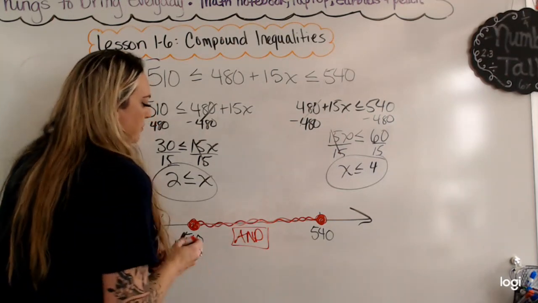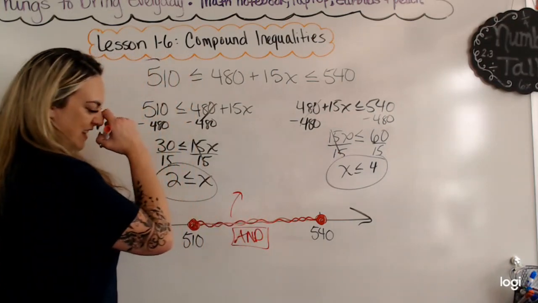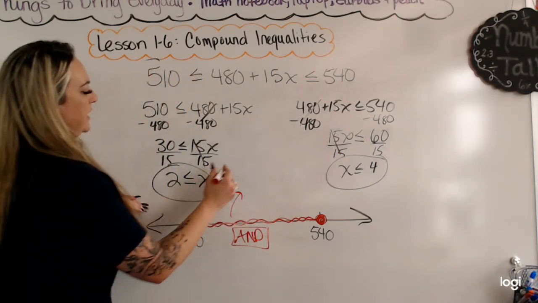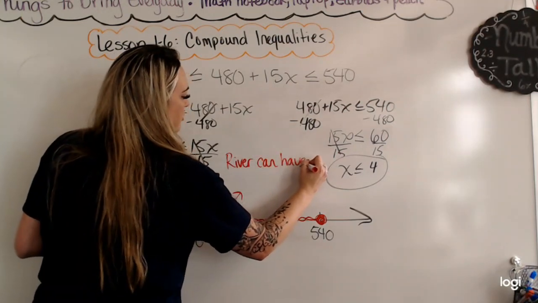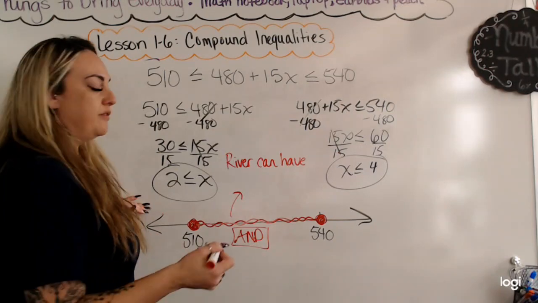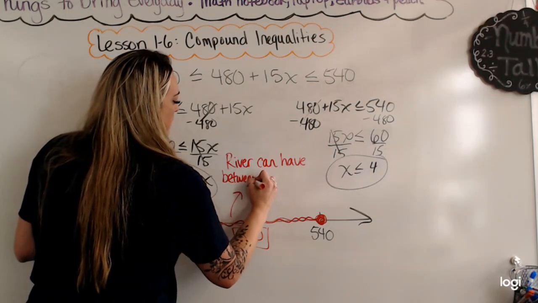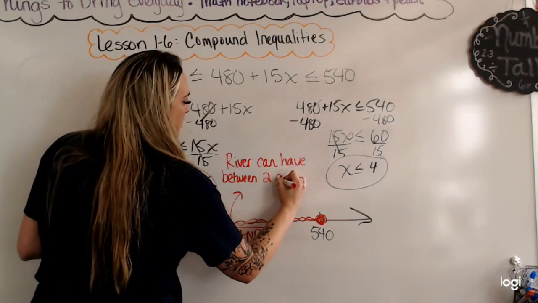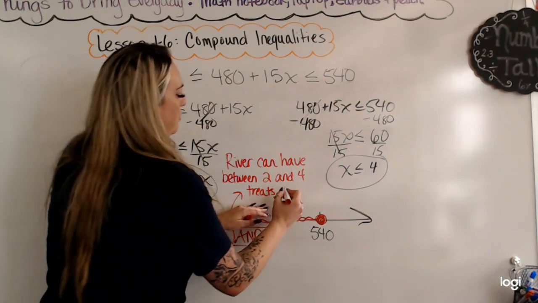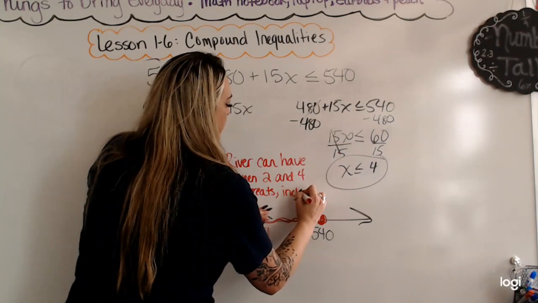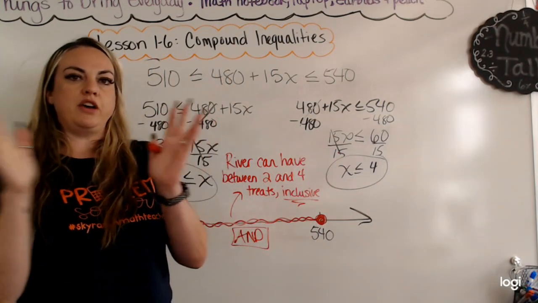And another vocab word I want you to learn and take down is, this means that she can eat, so River can have, remember the original question was how many treats can River have? River can have between 2 and 4 treats. And the word here we're going to write is inclusive. Now what this means is it includes all values in between.